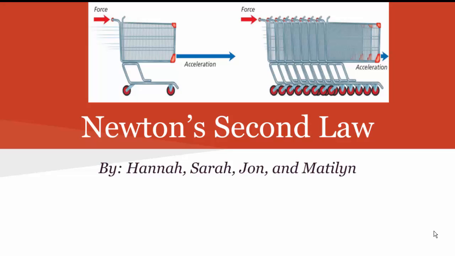Newton's Second Law by Hannah, Sarah, John, and me.